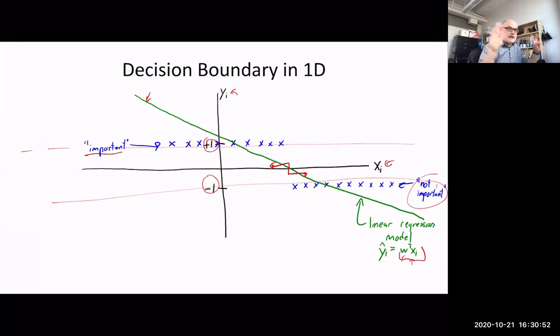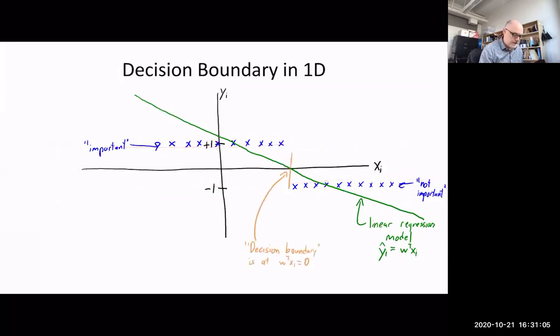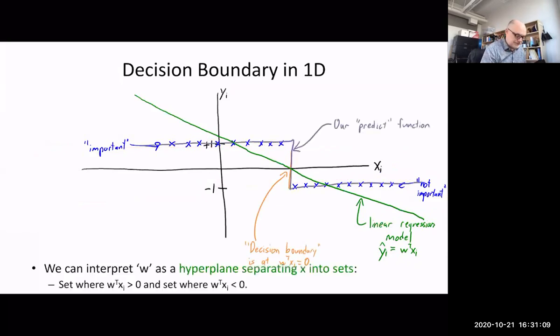Okay, so in the closeness that we just talked about, these are all going to be labeled. Any input that's in this range is going to be labeled -1, and any input that's in this range is going to be labeled +1, or important, right? So there's a decision boundary at W transpose Xi equals 0. Our prediction function is the sign after that, right?